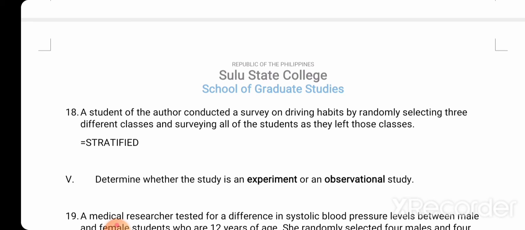And then the last one here on page 4: a student of the author conducted a survey on driving habits by randomly selecting 3 different classes and surveying all of the students as they left those classes. My answer is stratified here because it subdivides the population into at least two different subgroups so that the subjects within the same subgroup share the same characteristics, and then draws a sample from each group. So that is stratified.